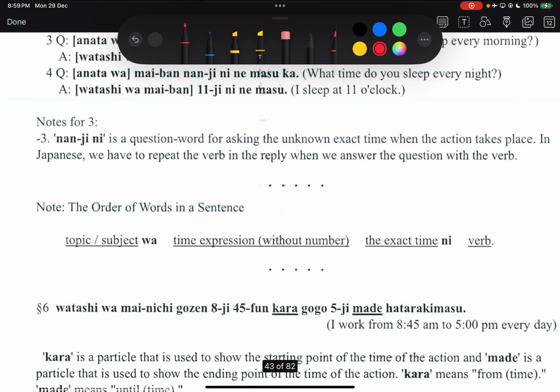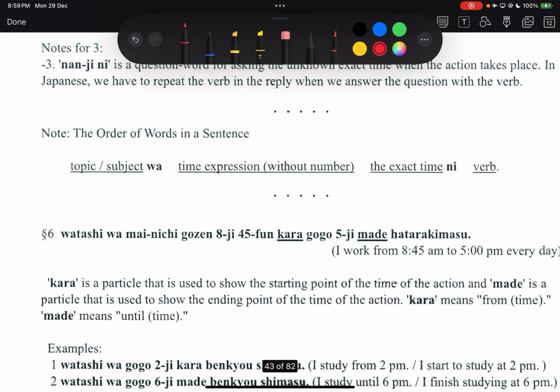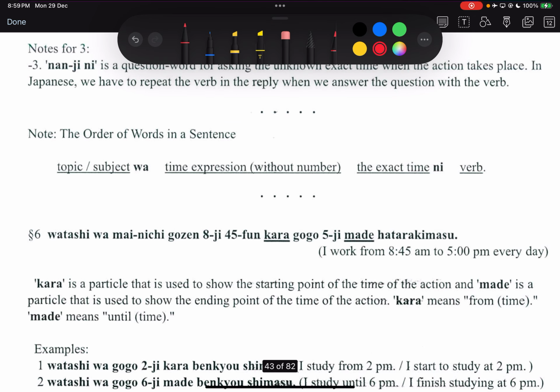Any questions? No questions. Okay, let's continue to number 6. Basically, the sentence structure, the order of words in the sentence: the time expression will come in between the subject and the verb. We will talk about the priority sequencing again when we reach lesson 10.